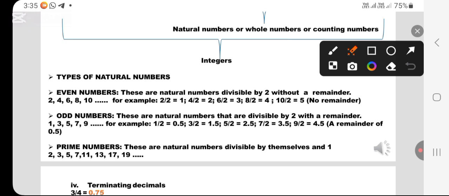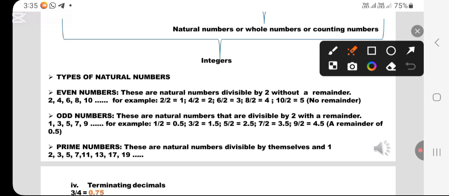So what is the next odd number after 9? Just pause the video and answer the question. What is the next number after 9? So the number is 11.